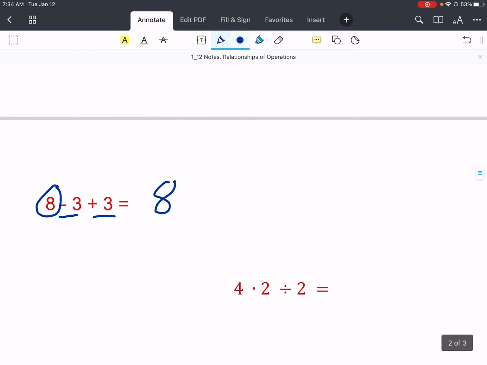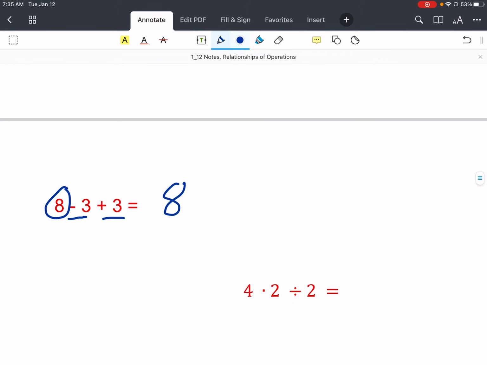Over here, I'm not sure why it's in the middle. That happens sometimes with the multiplication and division operations. We are taking 4 times 2 and then dividing by 2. So 4 times 2 is 8. And if we divide by 2, we get back to 4.